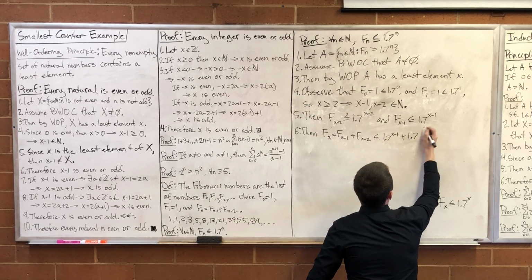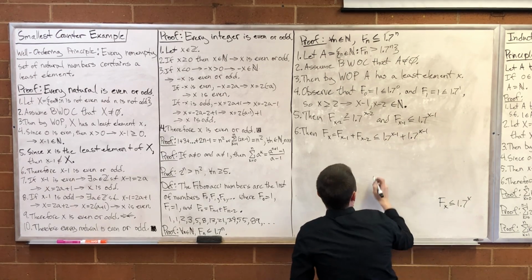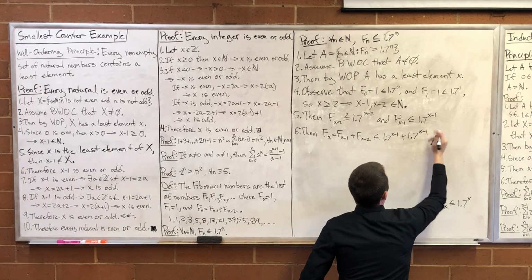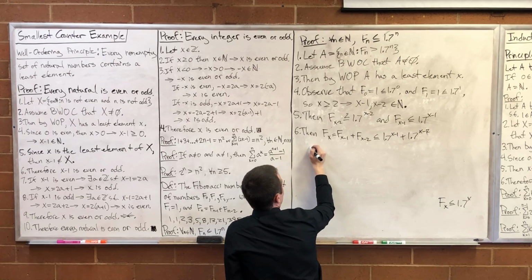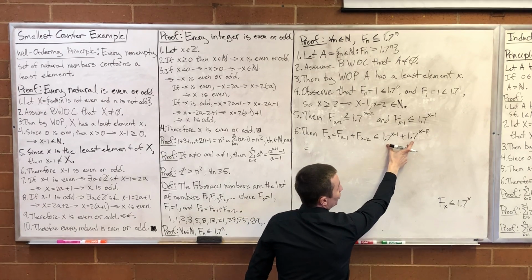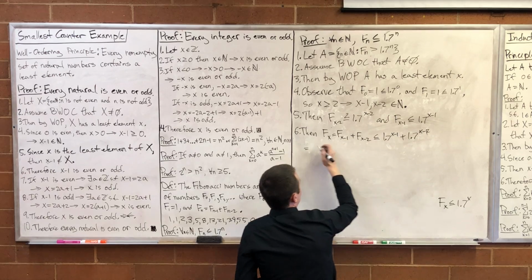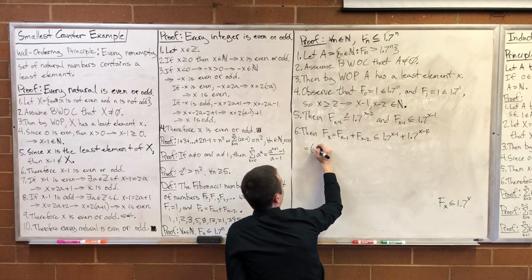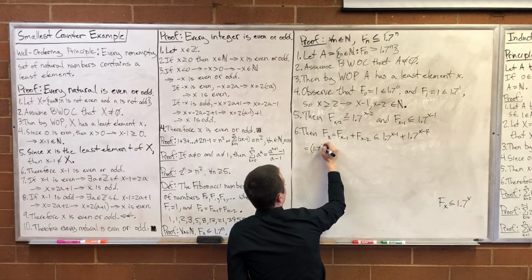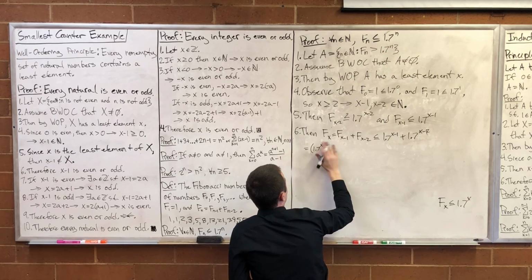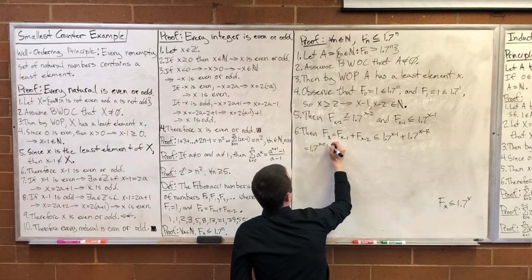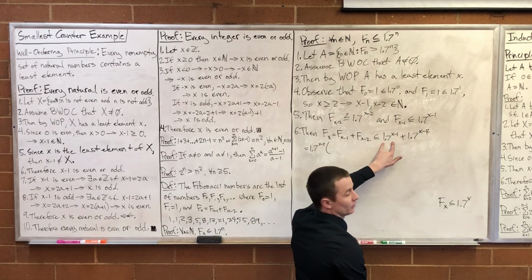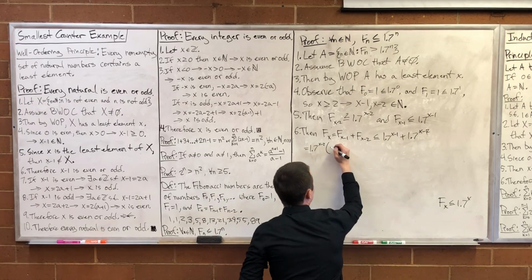Plus 1.7 to the x minus 1. Okay, x minus 2, thank you. Okay, but this is just equal to, I'm going to factor out a 1.7 to the x minus 2 from both of those. So 1.7 to the x minus 2 times, when I factor it out of this, what am I left with? 1.7.